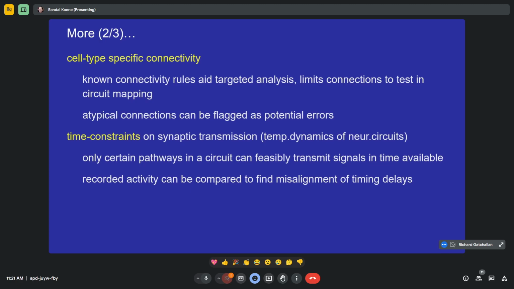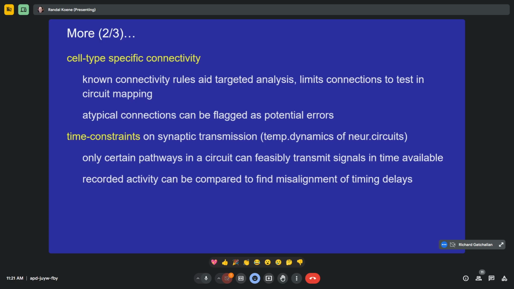Neural circuits operate within specific temporal dynamics. So synaptic transmission and integration occur on the order of milliseconds to hundreds of milliseconds, constraining the likely flow of information. For instance, timing constraints mean that only certain pathways within a circuit can feasibly transmit signals in the time available, limiting the number of potential pathways to be tested for their role in a circuit's function.